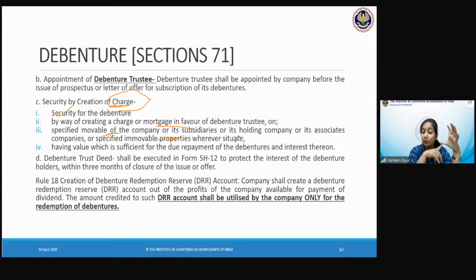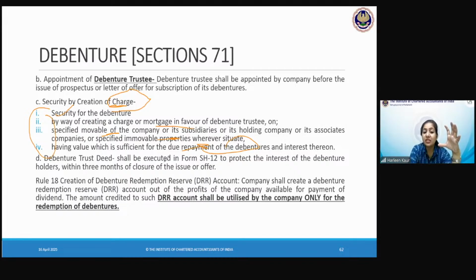So again, going back to the basic example, when I have given gold to the bank and I've taken a loan of 10 lakhs, I told you at least the value of gold shall be more than 10 lakhs so that bank can recover my money if I am a default. Similarly, when debentures are issued, the value of security should be more than the amount of the debentures. It shall be sufficient for the repayment of debentures and interest. Clear? Everybody's clear about this?